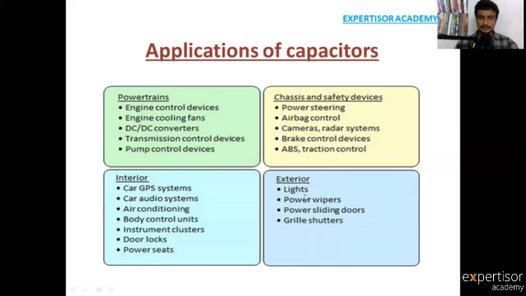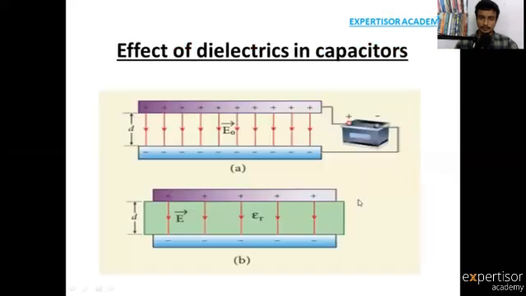Next, exterior: lights, power wipers, power sliding doors, shutters. So these are the applications of the capacitors. So next, effect of dielectrics in capacitors.